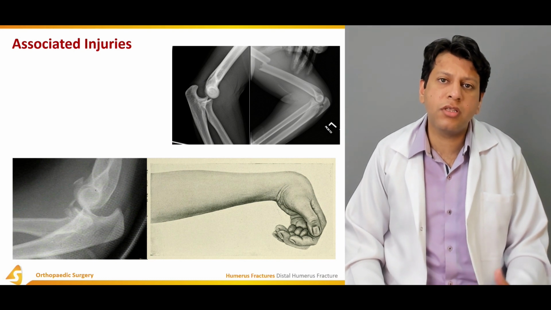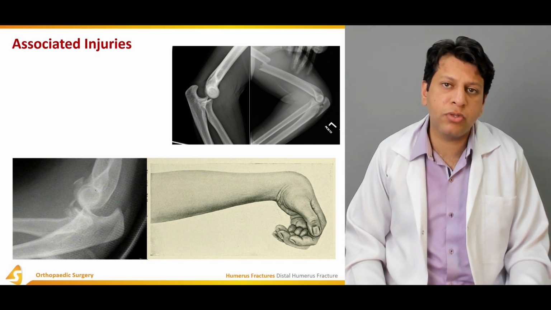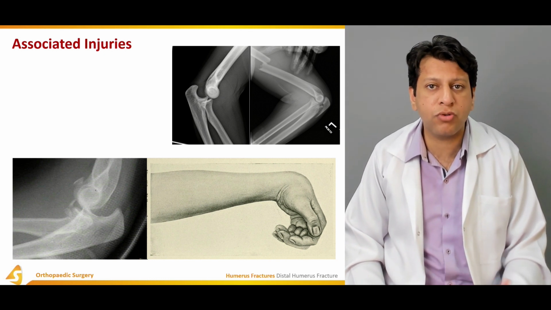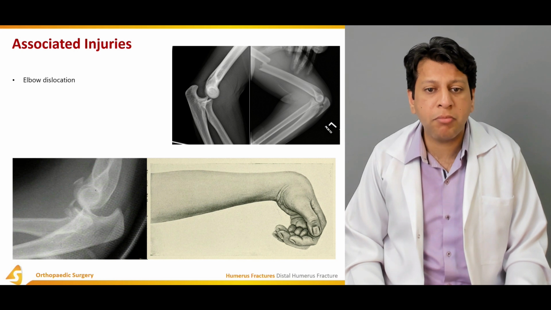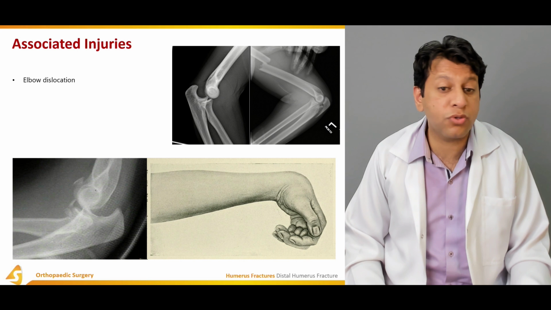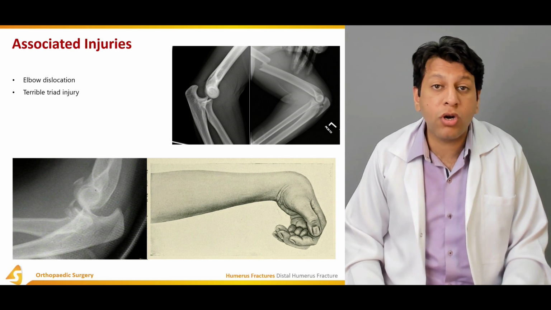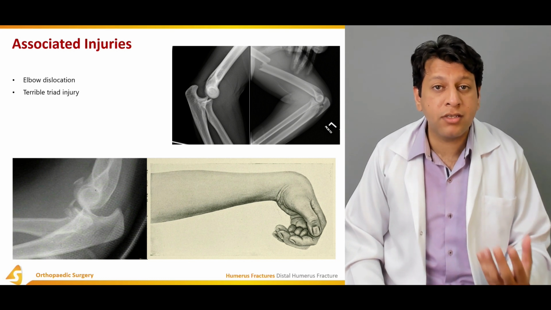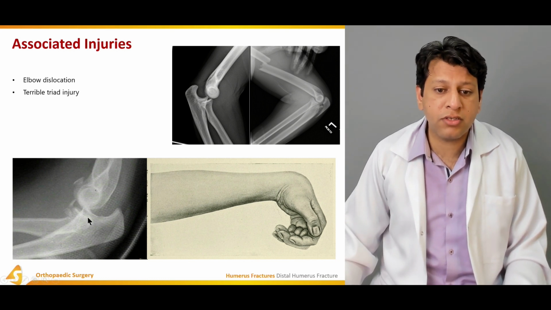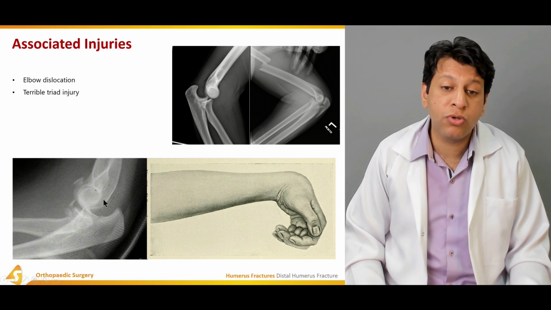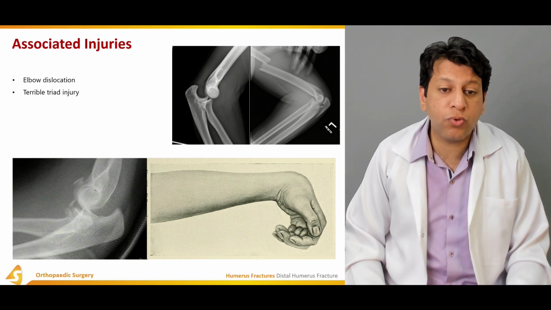In this case, there are a lot of structures going through the elbow. There is the brachial artery, the median nerve, and the ulnar nerve, which goes just behind the medial epicondyle. So there may be a lot of other associated injuries as well. Most commonly, it is associated with elbow dislocation. There is the so-called terrible triad: a dislocation with a radial head fracture along with a capitulum fracture is called the terrible triad of the elbow, and this is associated with poor prognosis.